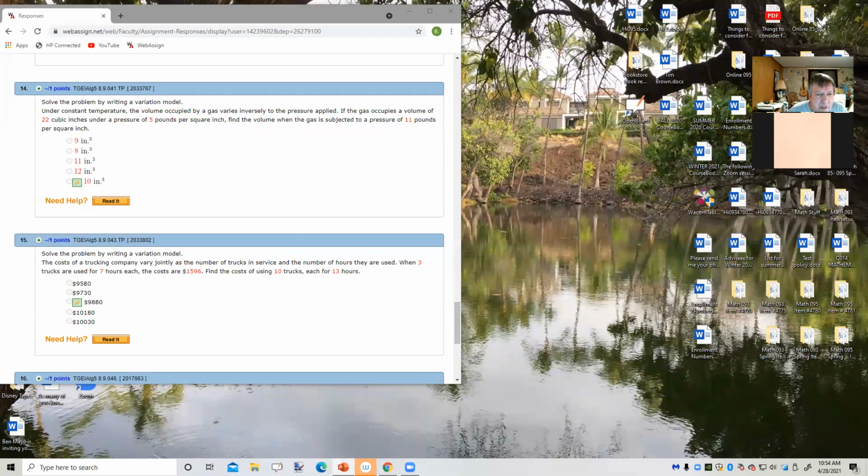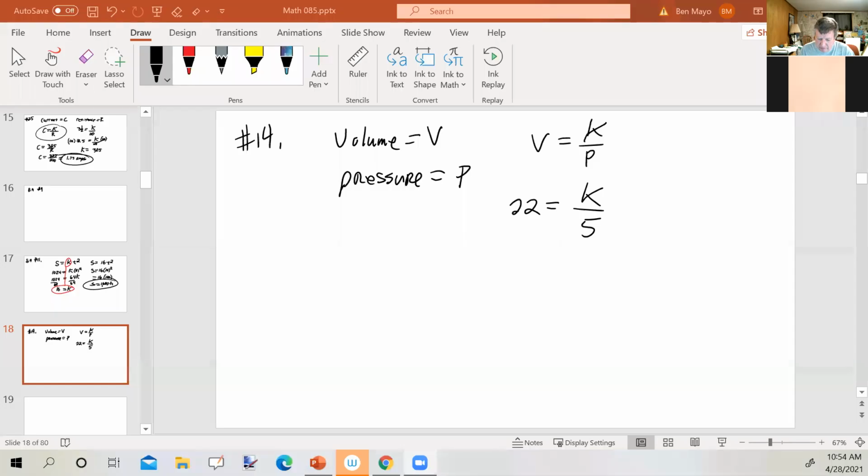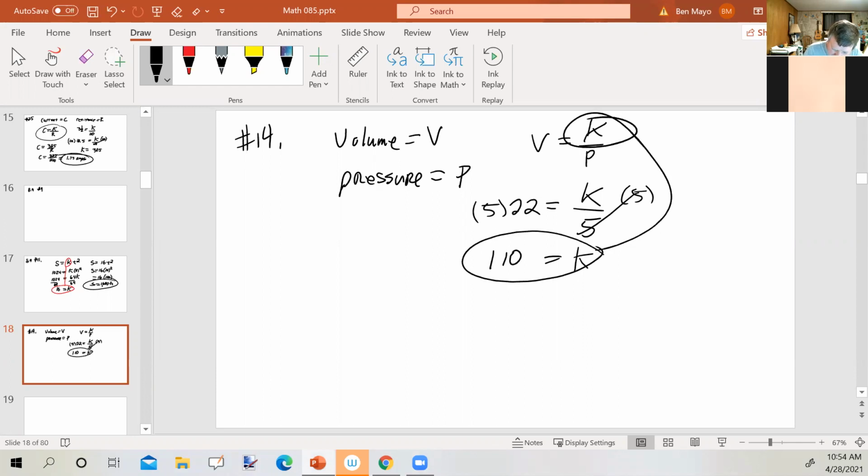Yes. All right. If the gas occupies a volume of 22 cubic inches, so 22, under a pressure of 5 pounds per square inch, so now we've got 22 equals K over 5. Let's take a look at that at the whiteboard here. So volume equals K over pressure. Here I'm going to multiply both sides by 5. So K equals what? 110. So that goes up here. So now I've got V equals 110 over P.